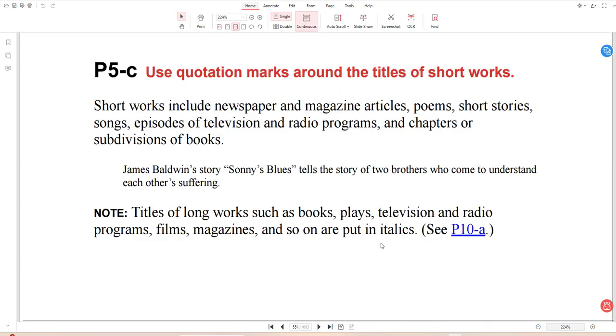Use quotation marks around the titles of short works. Short works include newspaper and magazine articles, poems, short stories, songs, episodes of television and radio programs, and chapters or subdivisions of books. Jane Baldwin's story, quotation mark, Sunny Blues, quotation mark, tells the story of two brothers who come to understand each other's suffering. Titles of long works such as books, plays, television and radio programs, films, magazines, and so on are put in italics.